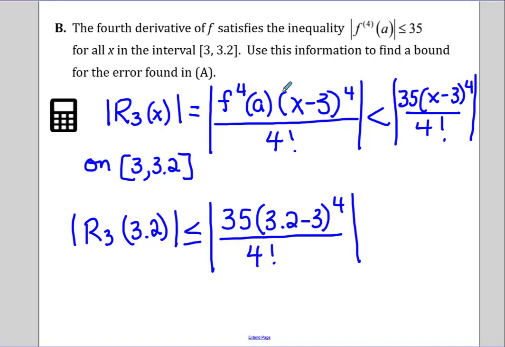So basically this term here, 35 is our maximum, and we've got 3.2, because that was our value in part A, 3.2 minus 3 over 4 factorial. And with our calculator, this is about 0.00233. So this is my bound for the error. And we're going to use that here in a second.